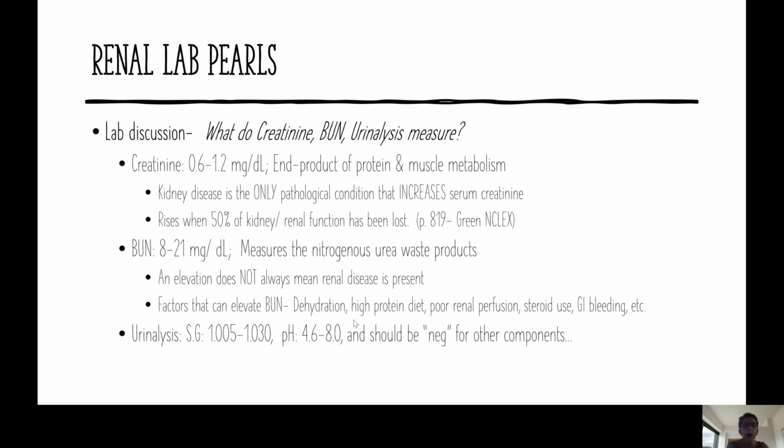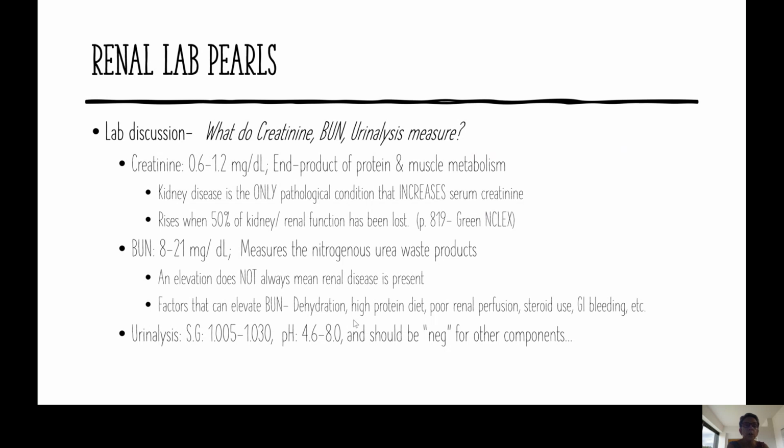And elevation does not always mean that renal disease is present. So what else could cause that? Commonly, it's dehydration or a high protein diet, high protein diet or protein supplements. If you're doing an anabolic buildup and you're taking liquid supplements high in protein, got to watch out for that. It would not be unusual to have a high BUN in that case.